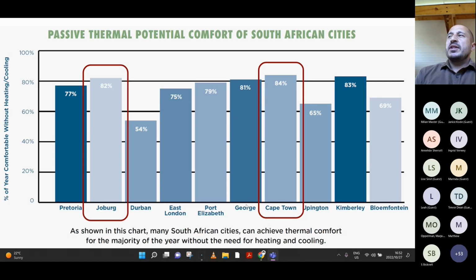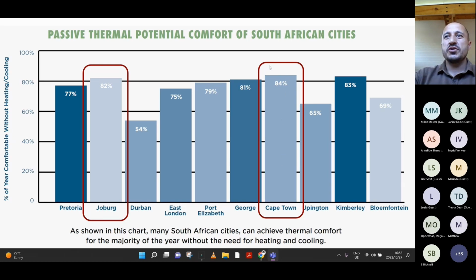And believe it or not, we are designed to live on this planet. We're designed to live in this natural environment. This graph shows a study done by the CSIR, by Dirk Conradi. It shows what percentage of the year you could be comfortable in a building in our cities without heating and cooling. Technically in Joburg and Cape Town, more than 80% of the year, you shouldn't need heating and cooling if the building is designed ideally in terms of shading, etc.